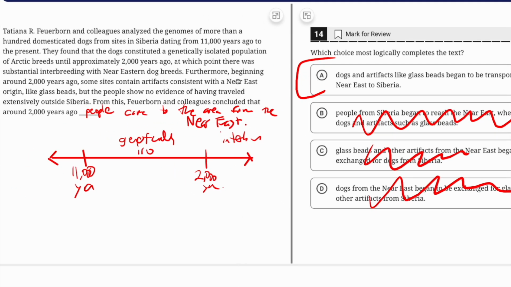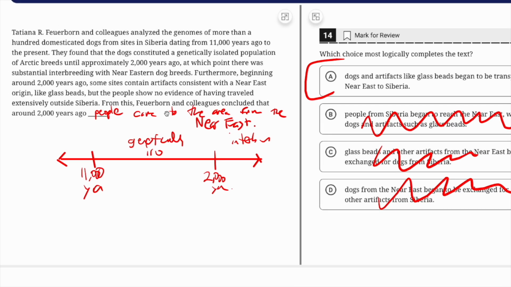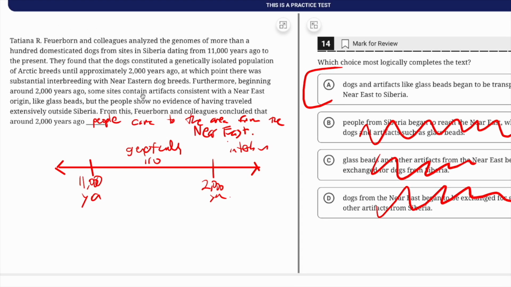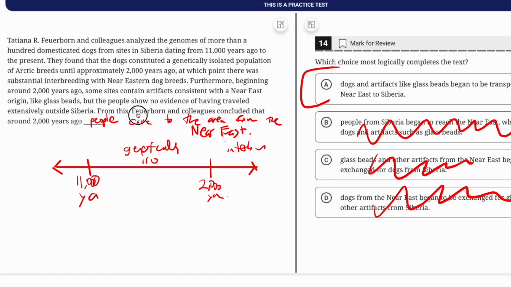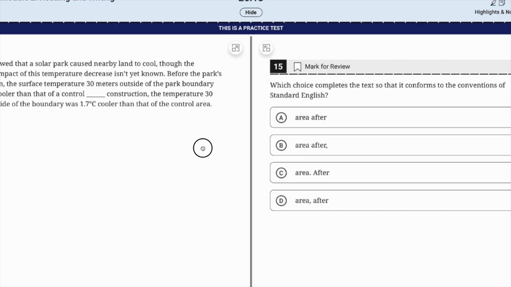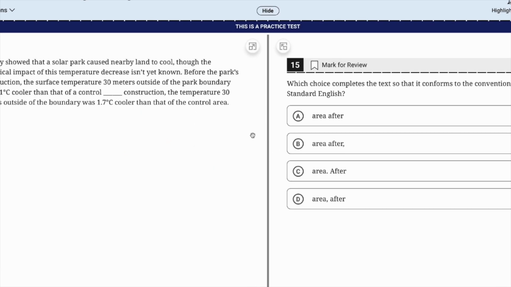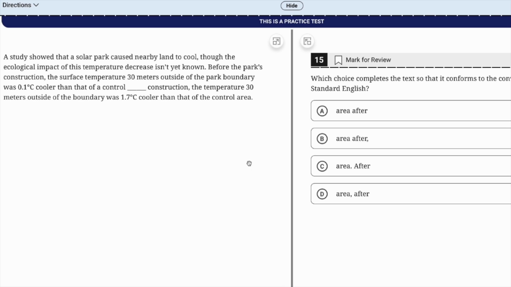But yeah, when there's a timeline involved, I think it really helps to sketch out the timeline. And of course, you can't do it on the screen during the test, but you will have scrap paper, and I think it is worth doing that. Okay, so on to the standard English conventions questions.